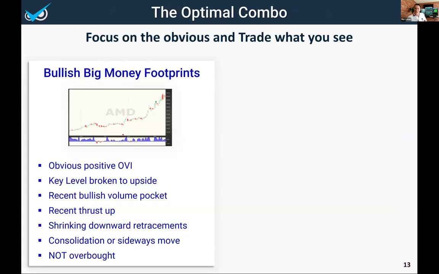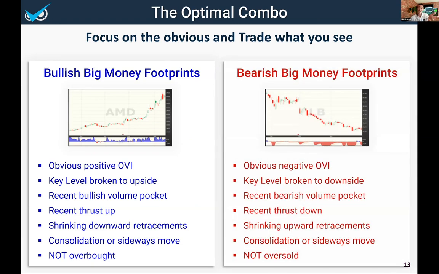So all we need to now say is, bullish big money footprints could be obvious: OVI being positive, that's the option sentiment that no one else can see, with the US patent. Key levels broken to the upside, a recent volume burst to the upside, a recent thrust up in price, shrinking downward retracements and a consolidation, and also not overbought. We don't want to buy stocks that have already popped, because then you're chasing and they can always pop against you. And the bearish side is exactly the same, but in the opposite direction, where you have a red OVI and the other things in the other direction. So we don't need to go through that.